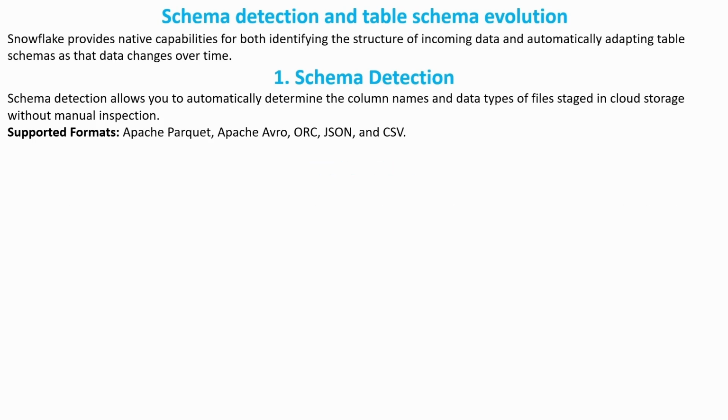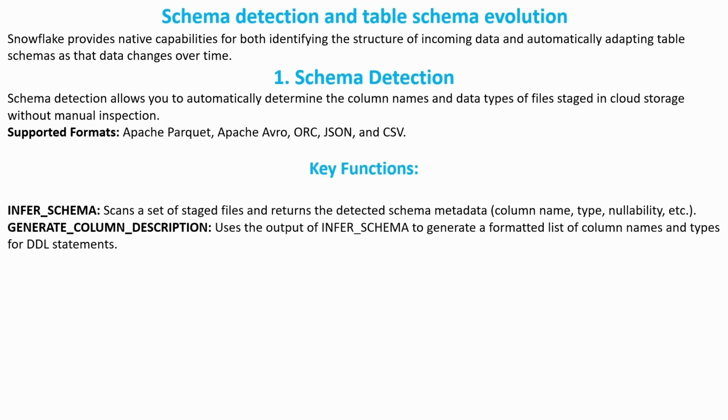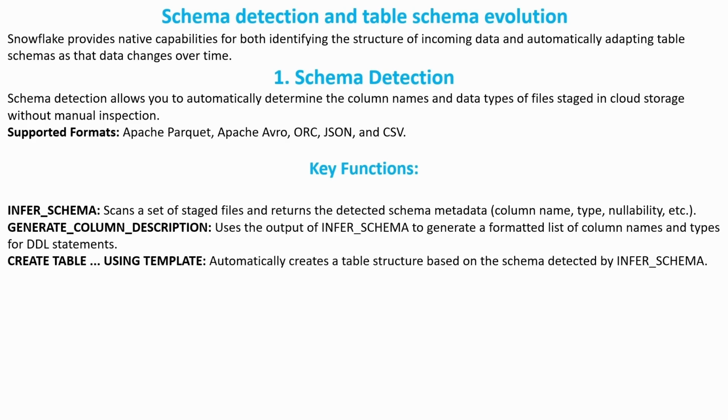And the functions required for schema detection are, first, INFER_SCHEMA. It scans a set of staged files and returns the detected schema metadata like column name, column data type, nullability, etc. Second is GENERATE_COLUMN_DESCRIPTION. It uses the output of INFER_SCHEMA to generate the formatted list of column names and types for DDL statements. Third is CREATE TABLE USING TEMPLATE. It automatically creates a table structure based on the schema detected by INFER_SCHEMA. We will see this in action, but you should know that whenever you are working with schema detection, you need to take care of INFER_SCHEMA, GENERATE_COLUMN_DESCRIPTION, and CREATE TABLE USING TEMPLATE.